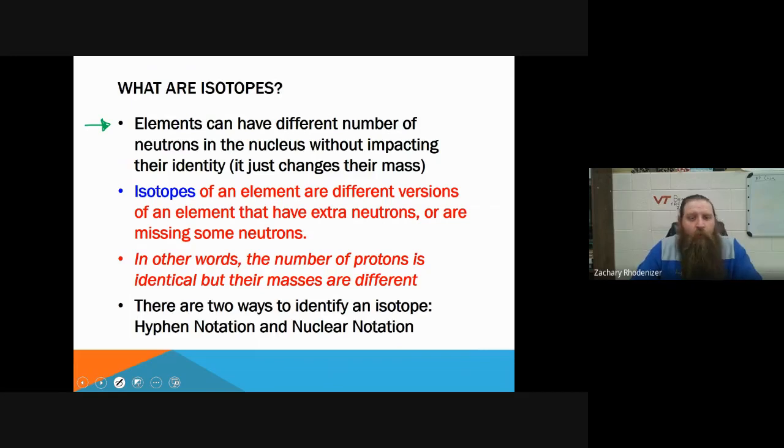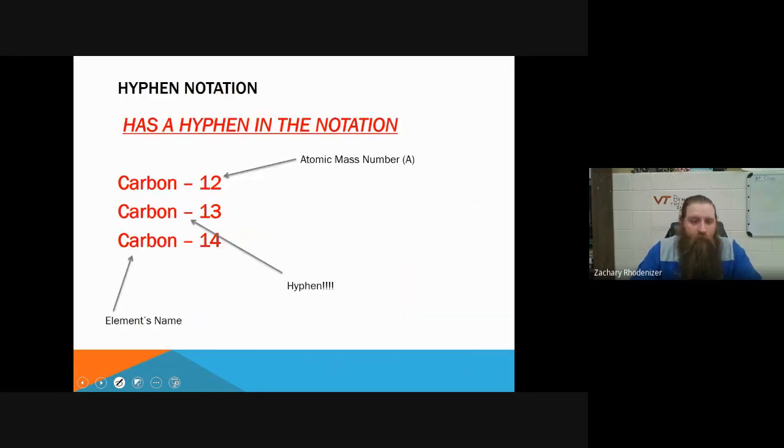which you can have. So in just simplest terms, the number of protons between two isotopes is the same, but the number of neutrons is different, so the masses are different. There's two ways we write isotopes. We use hyphen notation, we use nuclear notation. So let's look at hyphen notation. So here are 3 isotopes of carbon. All right, so that's how we would describe this.